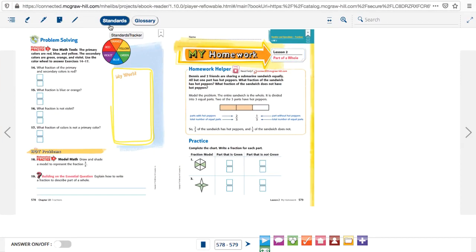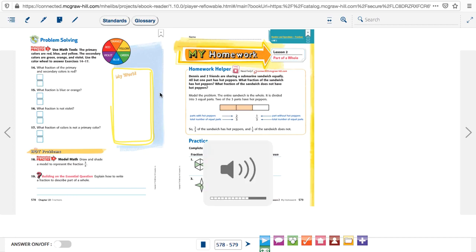So today we're going to look at the homework for lesson 2. This is parts of a whole. Now if you look at the homework helper portion right up here, it says Dennis and two friends are sharing a submarine sandwich equally. All but one part has hot peppers. What fraction of the sandwich has hot peppers? What fraction of the sandwich does not have hot peppers?